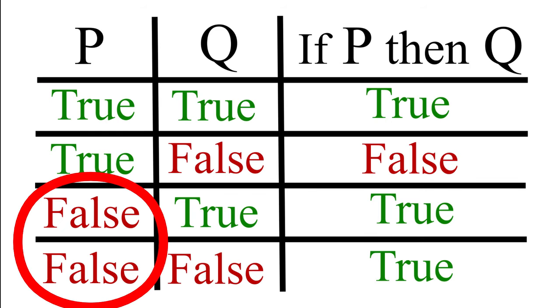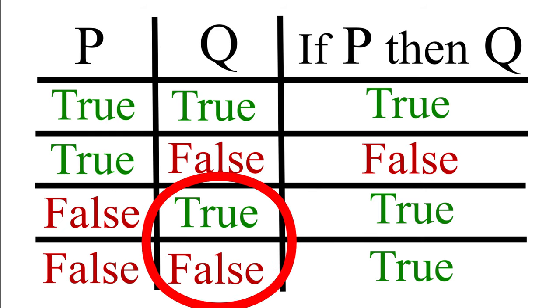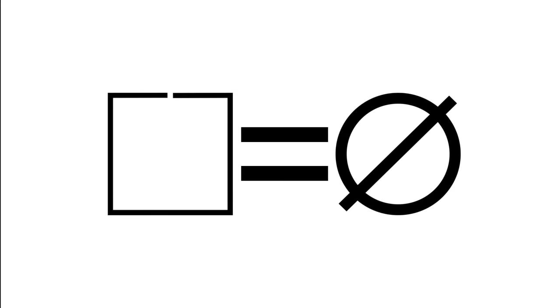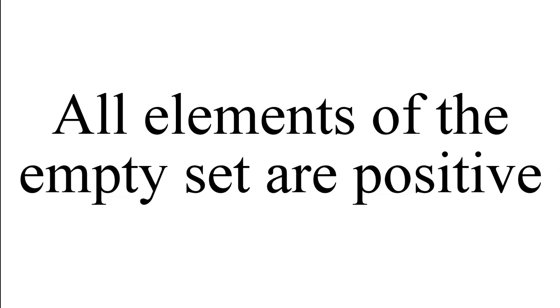Because there's nothing in the set, we never have to check if any element is positive, so the statement is true by default. Naturally enough, the set without any elements is called the empty set, so we've just shown that all elements of the empty set are positive.